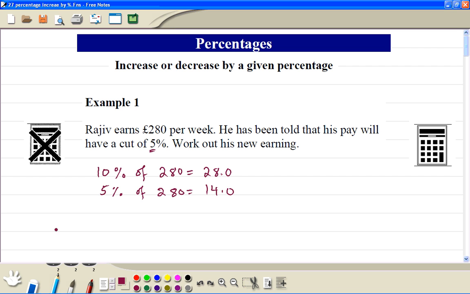So the new earning is the original amount, 280, then we minus 14, and that gives us £266.